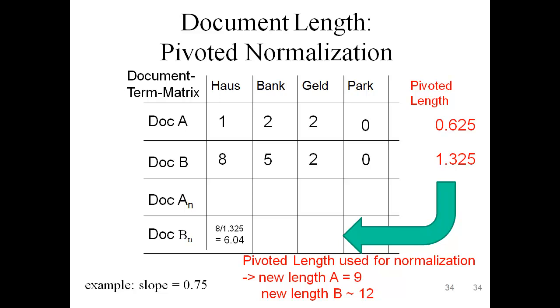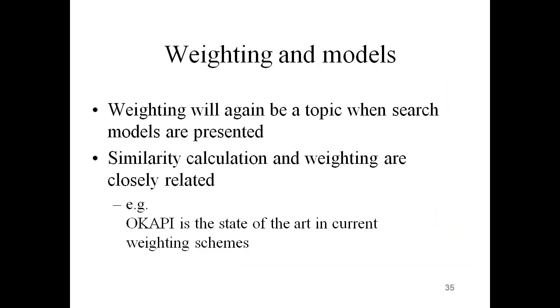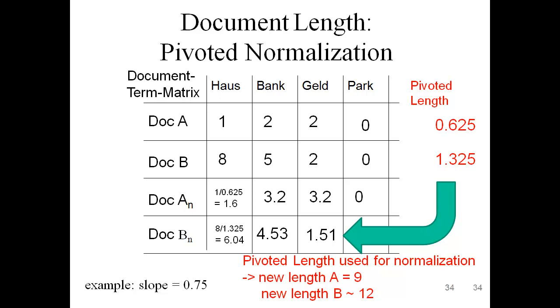Sorry. And we can do the calculation. 8 divided by not 1, by what was it? Before we divided 8 by 15. Right? Now we divide 8 by the pivoted length, 1.3, and we get 6. So we cut down the influence of the long document, but not as extreme as before. And that would be the result in this case.